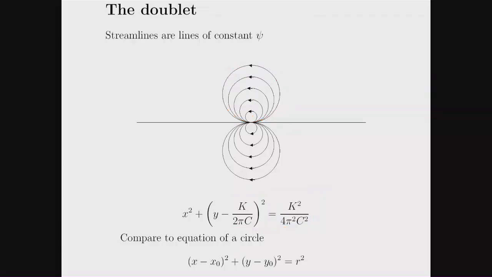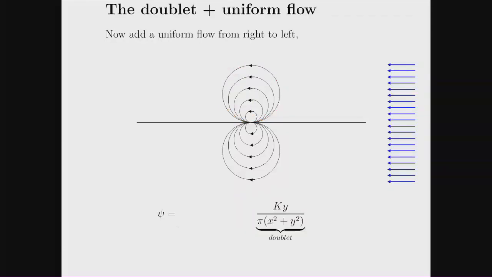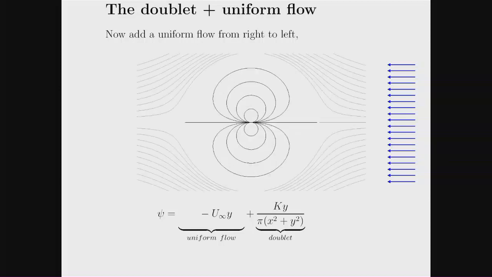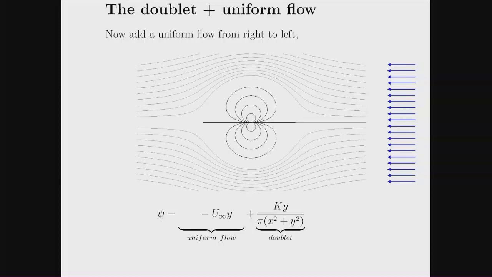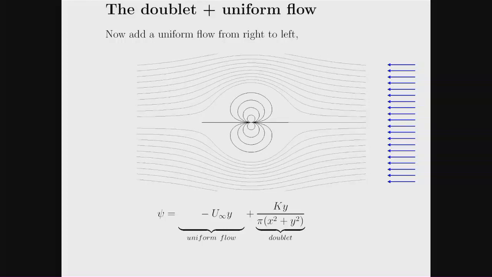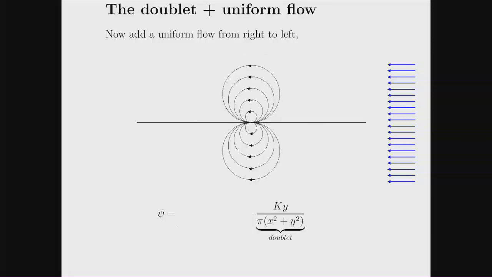Okay, so this flow field is known as a doublet, all right? So when you have a sink and a source which is placed on top of each other, you get a doublet. And we can then add a uniform flow from right to left. Okay, and we have something which looks like a flow over a cylinder. Okay, and we'll prove that very shortly.